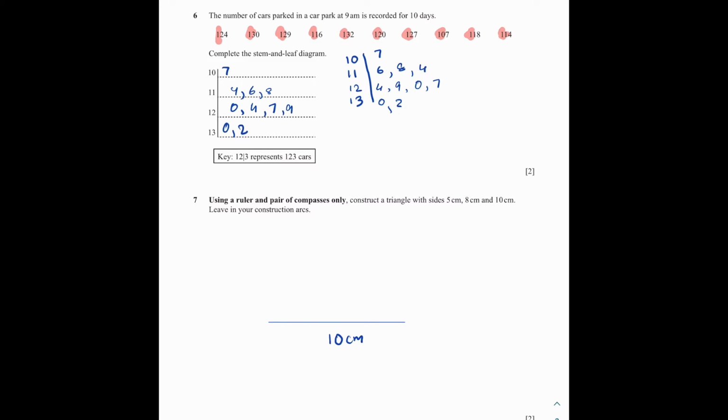You're gonna make an arc from here-ish. This doesn't look like a good arc. With a pair of compasses, and then you're gonna make it from here, this side. You're gonna place your compass here and draw another arc right there, and it'll turn out to be something like this. That's a bad arc, sorry.